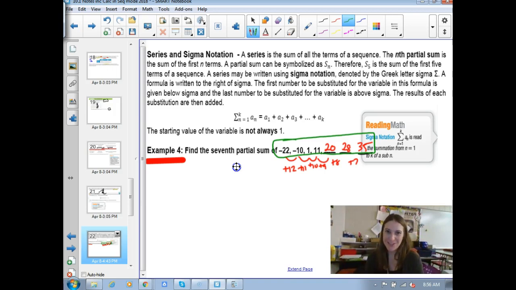Alright, negative 22 plus negative 10 plus 1 plus 11 plus 20 plus 28 plus 35. Okay, I got 63, but you know I can't type, so if you got something else, I apologize. So that wasn't too bad.